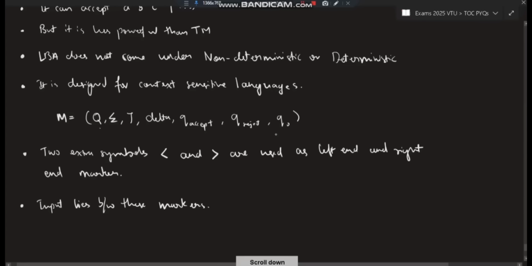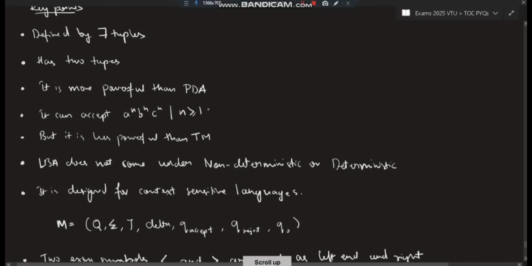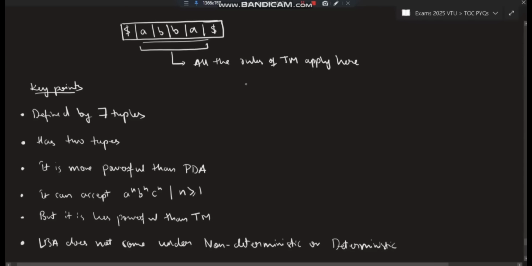So these are the 7 tuples used to define it. Two extra symbols are there, the opening and closing ones, used as left hand and right hand markers, or you can use dollars also. The input lies between these markers, as shown in this diagram. This is one question on LBA which was in the 2024 model paper of BCS 503, 2022 scheme, so don't miss this question.